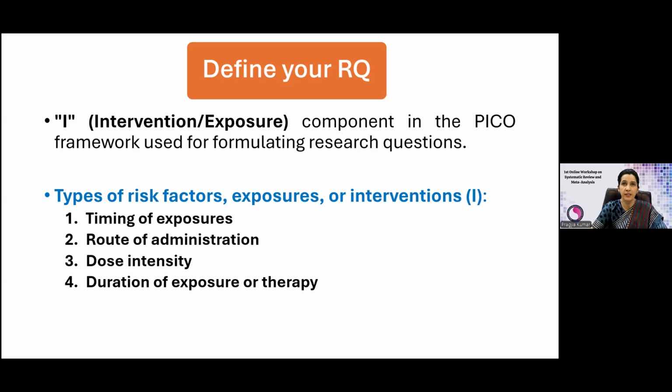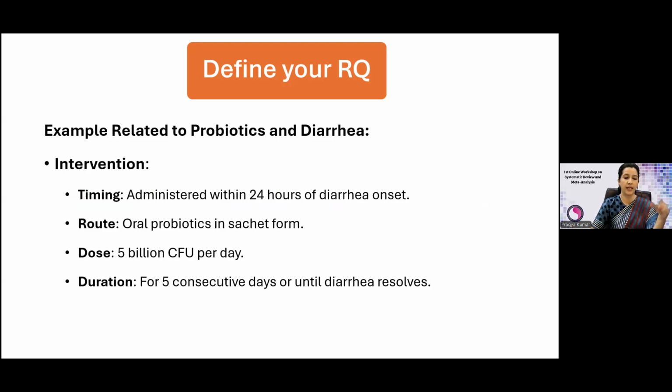Now, coming to the intervention component, you should know the timing of exposure, the route of administration, whether the probiotic was administered orally or by any other route, what the dose was, and the duration of therapy. You can decide that you will include those studies which administered the probiotic within 24 hours of diarrhea through the oral route, at least 5 billion CFU per day. And for duration, at least they have taken the probiotic for 5 consecutive days. This you have to define in the intervention.